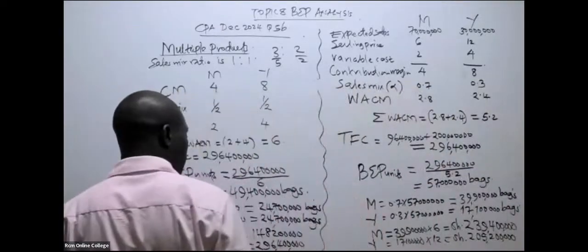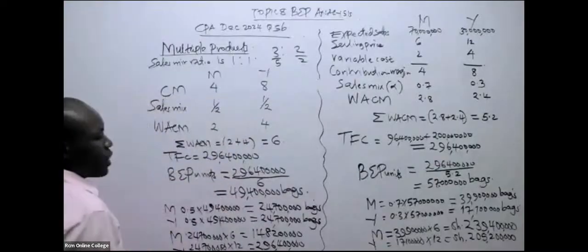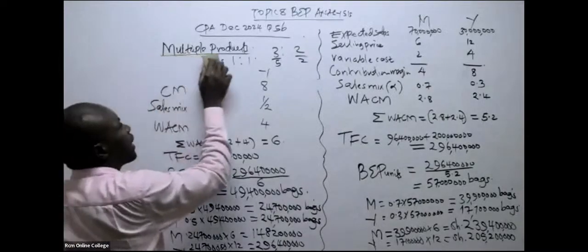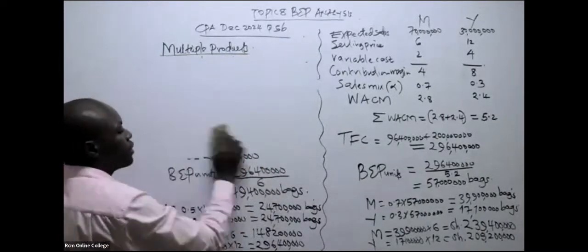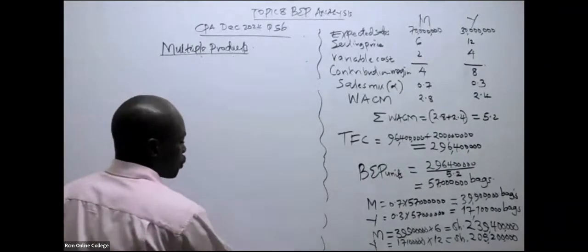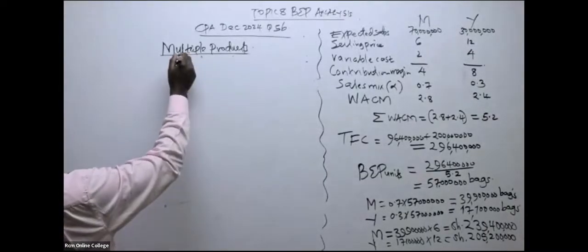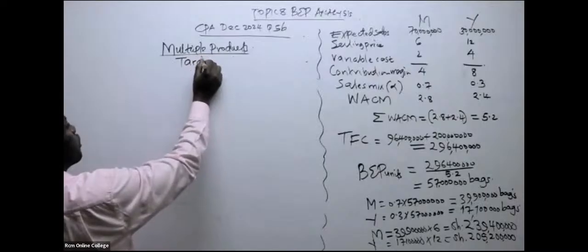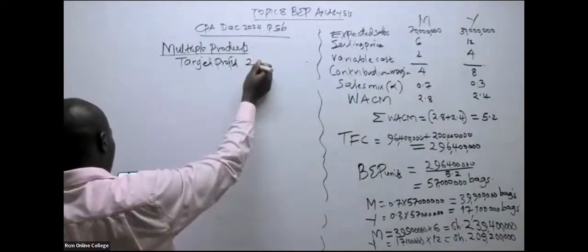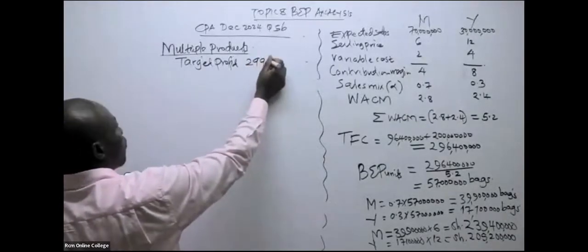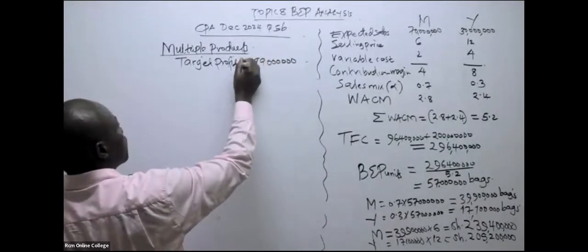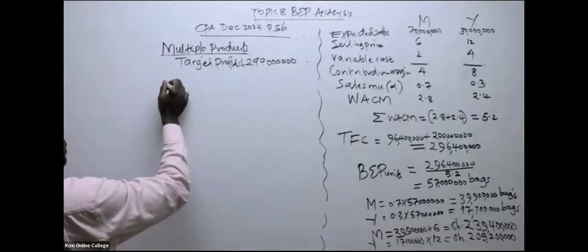Now we are trying to interfere with the numerator, and in this numerator we are introducing expected profit at the current sales mix ratio. What we are dealing with there is basically a target profit of 299 million, in shillings.